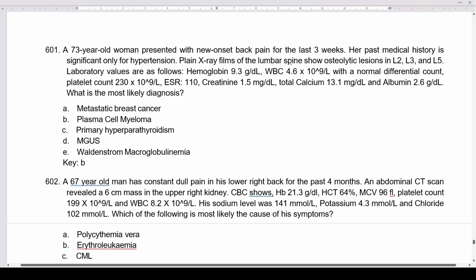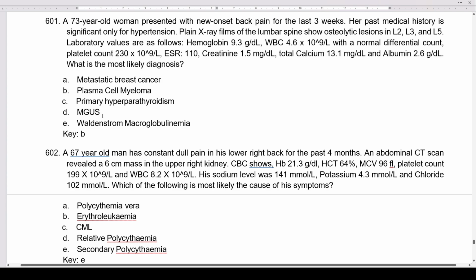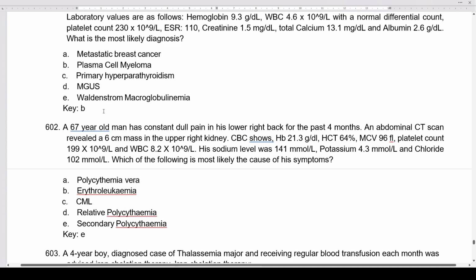So in this case, you should know that it is a case of plasma cell dyscrasia, and the patient has end organ damage. Calcium is raised, osteolytic lesions are there, and anemia is there. The features of CRAB are present. That's why it is a case of symptomatic myeloma or plasma cell myeloma. In MGUS there is no end organ damage, so no CRAB.